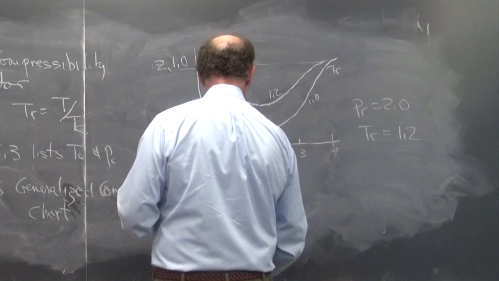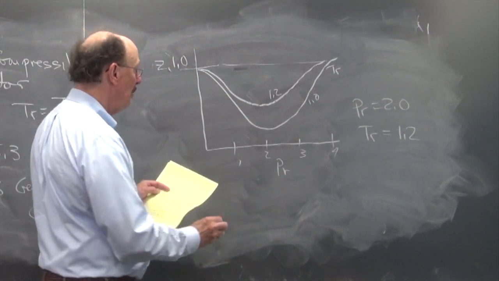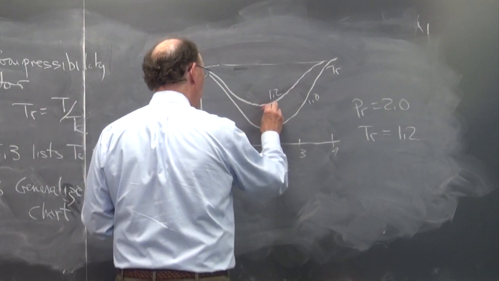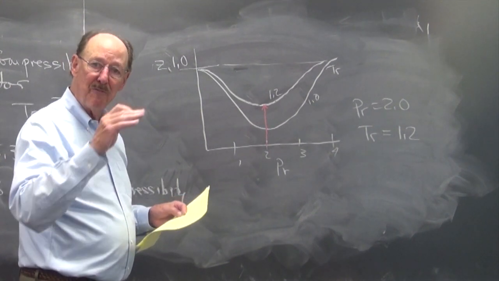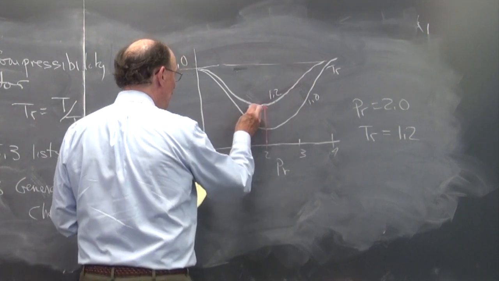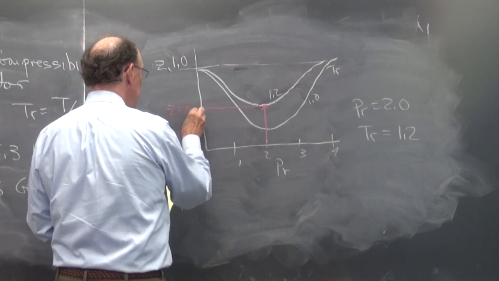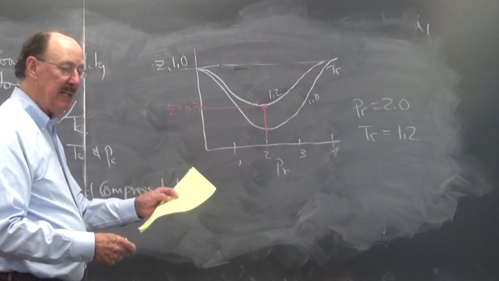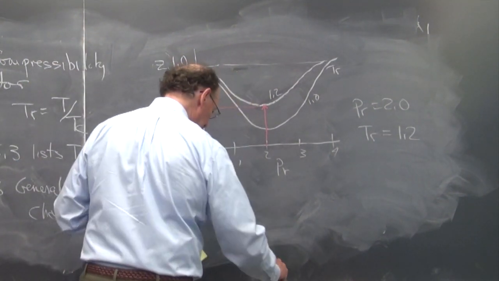And now how do we find Z? So we go in at T sub R equals 2, and you go vertically upward until you reach the 1.2 curved line for T sub R. And then you go across and read Z. And in this case, Z is about 0.7. And that's how we use the diagram.